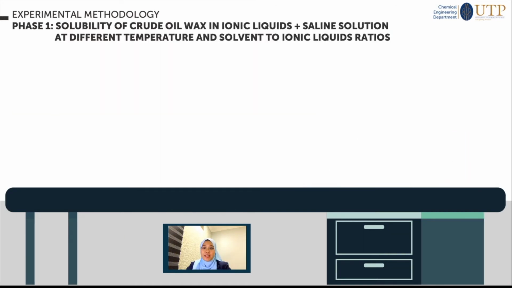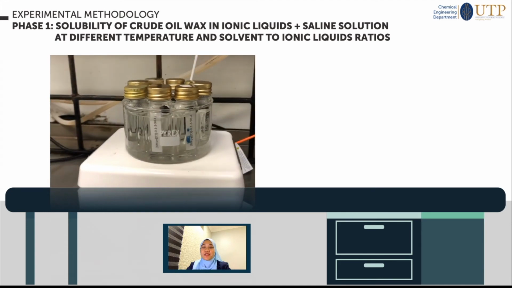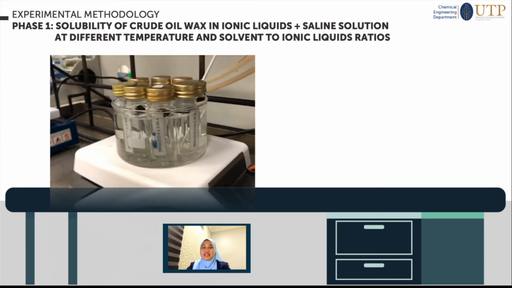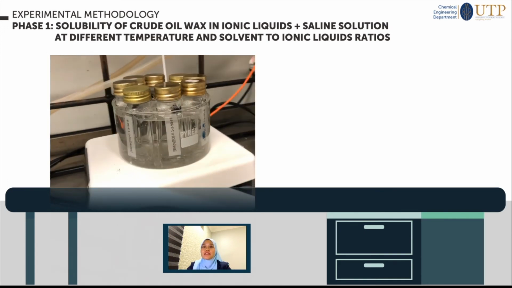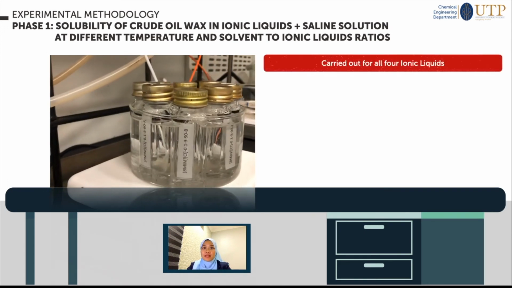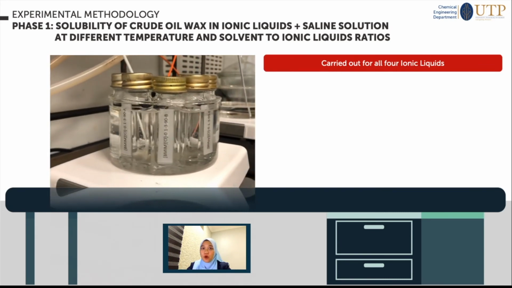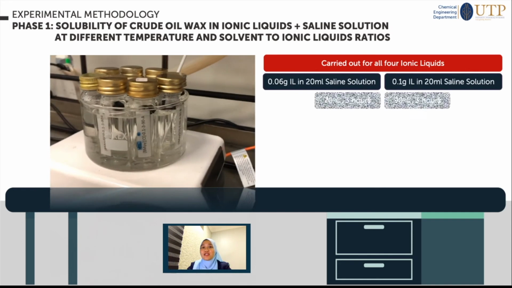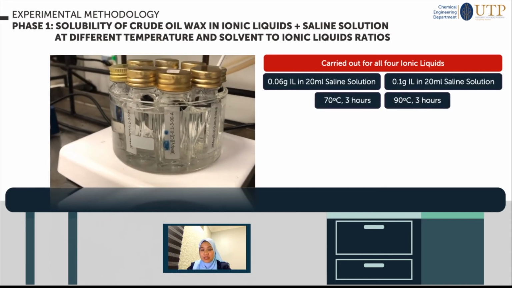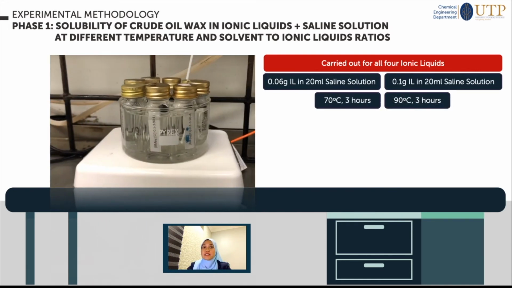For phase 1, the molded crude oil waxes were put inside vials containing different dilutions of ionic liquids in saline solution and were heated in an oil bath. This method is carried out for all 4 ionic liquids in 2 different ionic liquid to saline solution ratios at 2 different temperatures, 70 degrees Celsius and 90 degrees Celsius, for 3 hours.